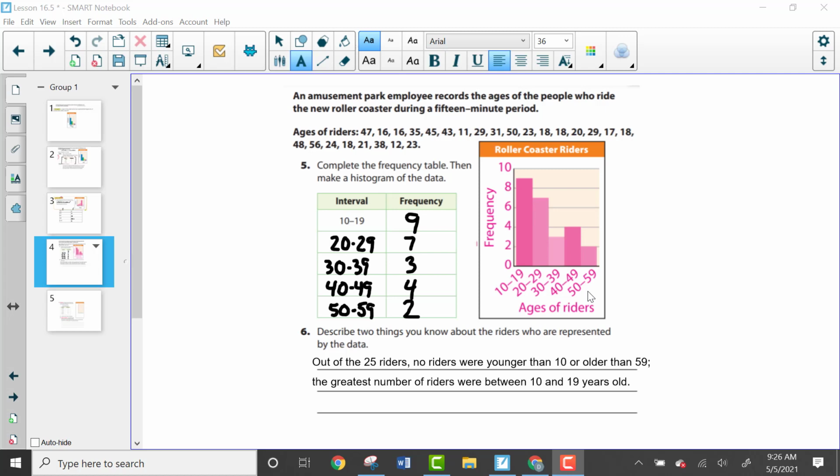And also, when we're taking a look at the greatest number of writers, we can see it's between 10 and 19. How do we know that? Because 10 to 19 had a frequency of 9, and also it's the tallest bar in our histogram.